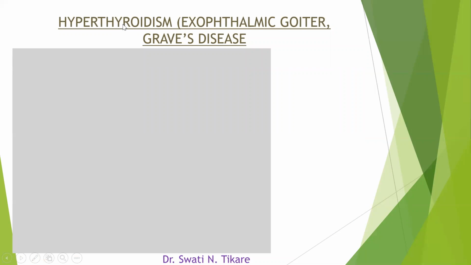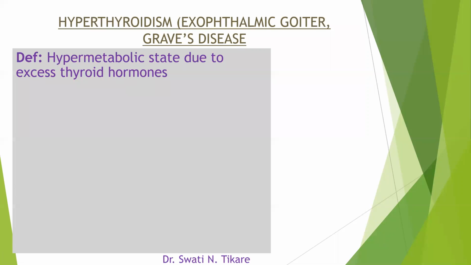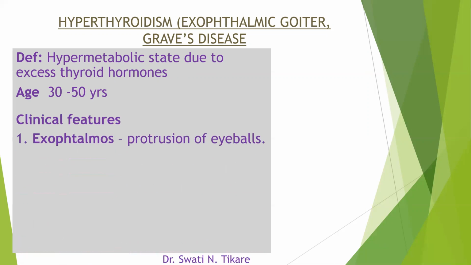So next, move on to the details of hyperthyroidism or exophthalmic goiter, the Graves' disease. So it is defined as hypermetabolic state occurring due to excess thyroid hormones. Okay, hypermetabolic state due to excess thyroid hormones. Age maybe 30 to 50 years, it is more common.